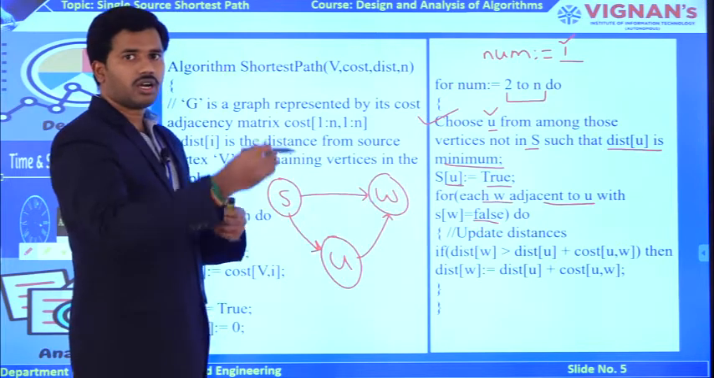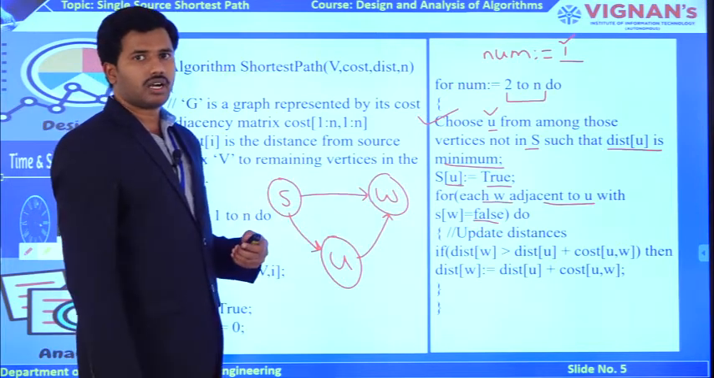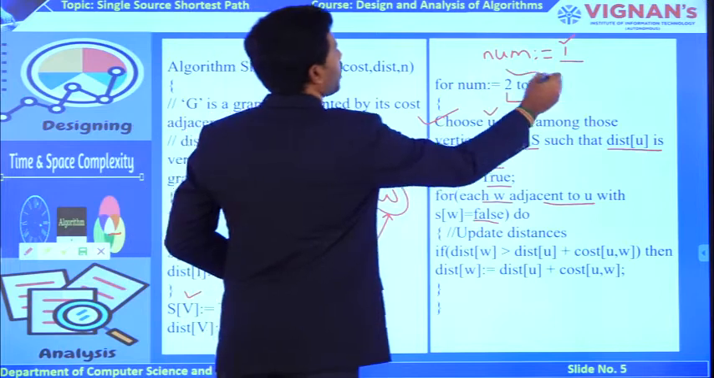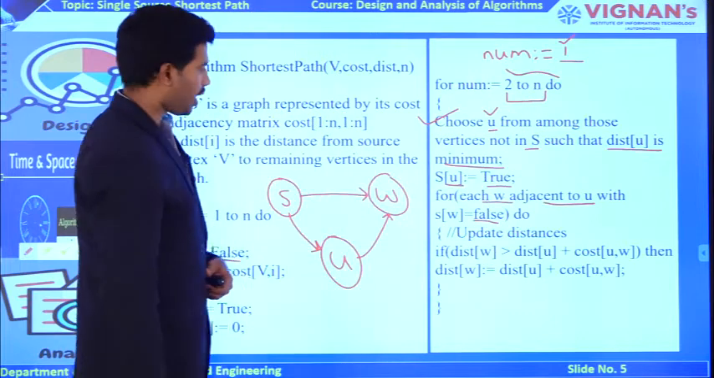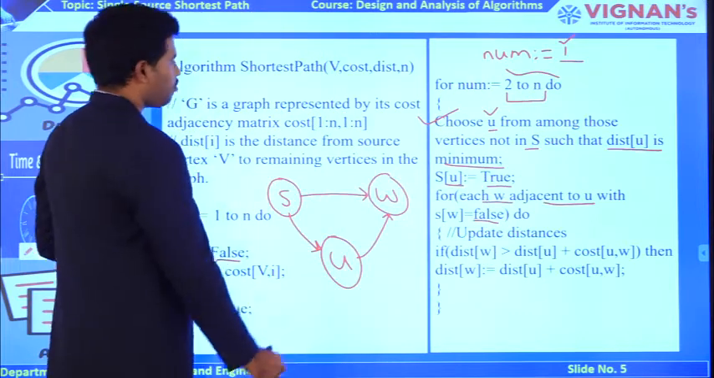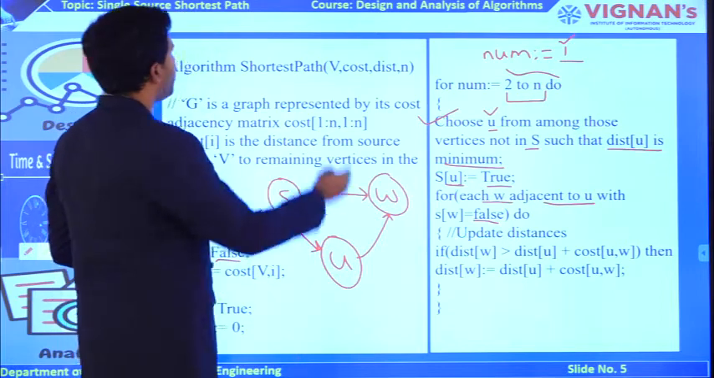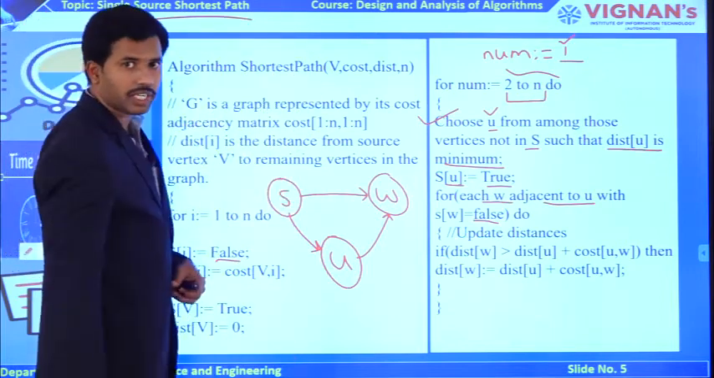Like that, I am tracing all the remaining vertices, which are starting from 2 to n. Okay, so what is the formula you are going to use to update this optimal path? What is the mathematical calculation?